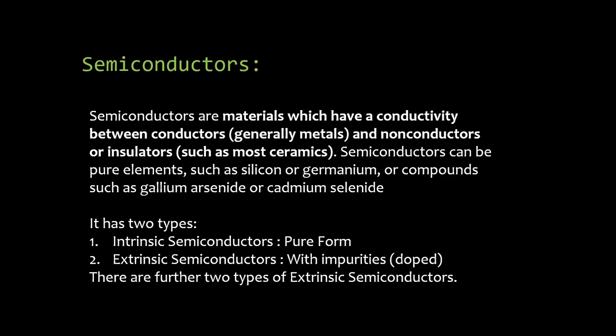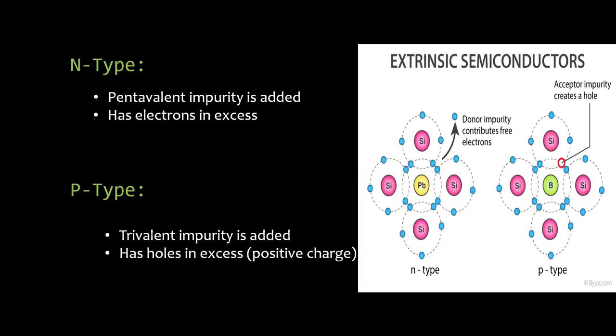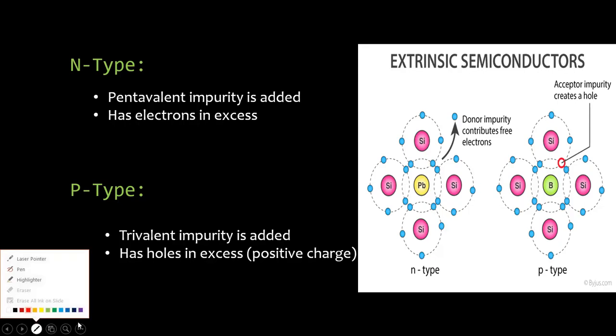Then there are two types of extrinsic semiconductors. The one is N-type semiconductors and the second is P-type semiconductors. These both are extrinsic semiconductors. In N-type semiconductors, we dope it with a pentavalent impurity. Pentavalent impurity means, let's take the example of phosphorus, that it has 5 valence electrons, and the silicon, the semiconductor, has 4 valence electrons. When the bond is made, we get one free electron, as you can see here.